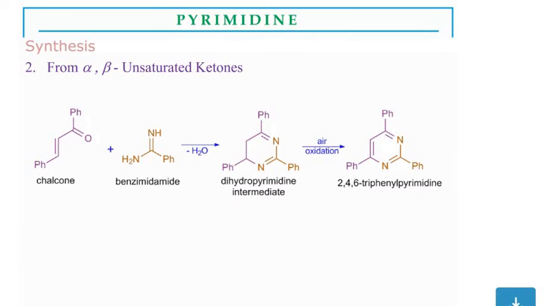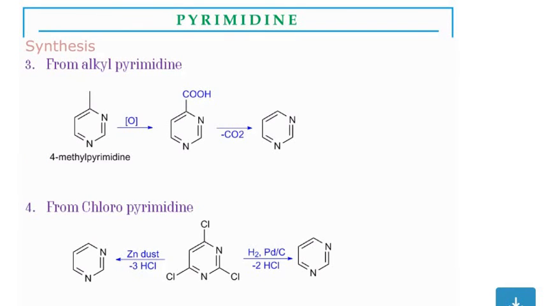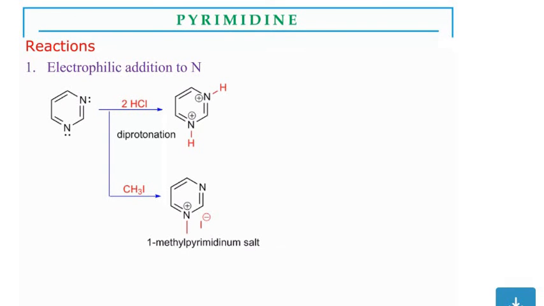Now, alpha-beta unsaturated ketones. You have chalcones, a dihydropyrimidine intermediate, and this is the pyrimidine. Now, from alkyl pyrimidine, 4-methylpyrimidine, and from chloropyrimidine, you will get the pyrimidine. Now, electrophilic addition to nitrogen: protonation occurs at both nitrogens, alkylation occurs at one, so 1-methyl pyrimidinium salt.